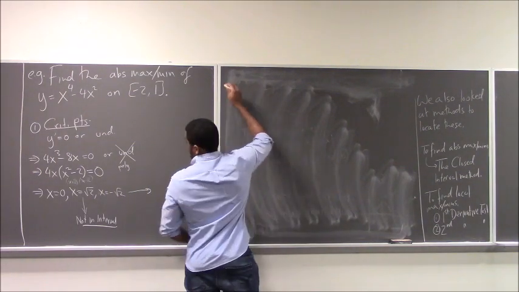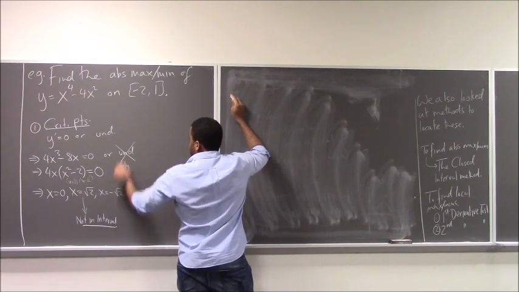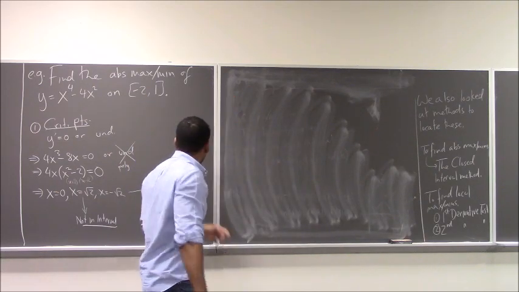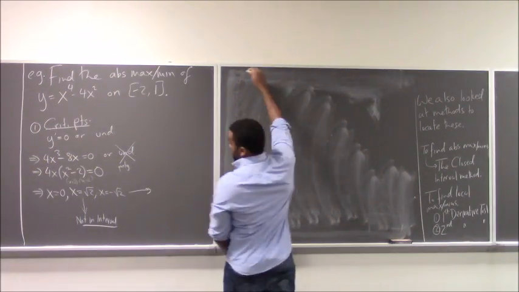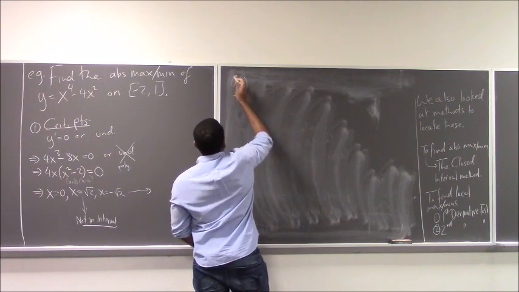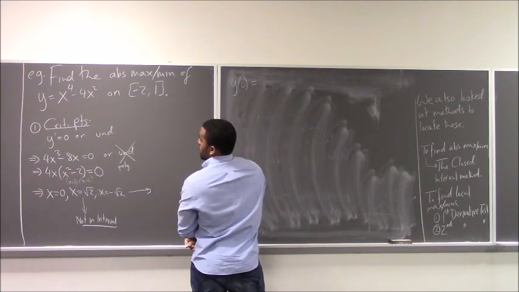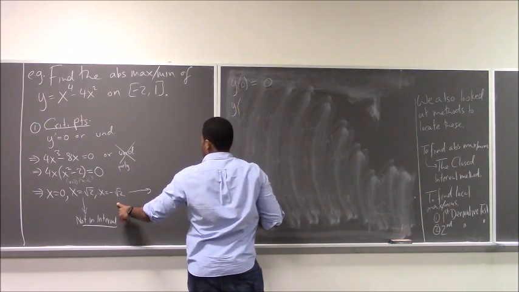And so here, there are 2 values that I would check, 0 because 0 is in this interval, and minus radical 2 because minus radical 2 is in the interval, because radical 2 is roughly 1.4. So here we're going to find y of 0. I can call it f of 0. Which is 0. I'm going to find y of minus radical 2.